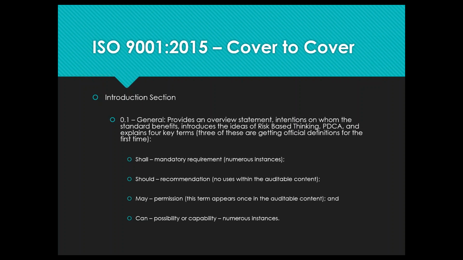in the standard. And again, you have to remember this is verbiage that's taken directly from Annex SL, and hence, in the case of ISO 9001, we don't actually use the term should, which means a recommendation. Obviously, shall is very prevalent, but should is not used in ISO 9001. We also have the terms may, which represents a permission, and then can, representing possibility or capability.